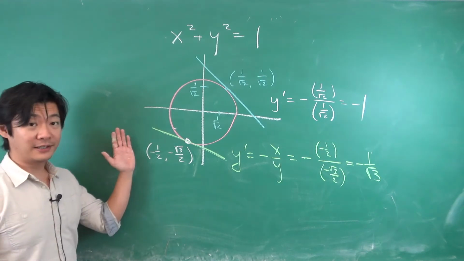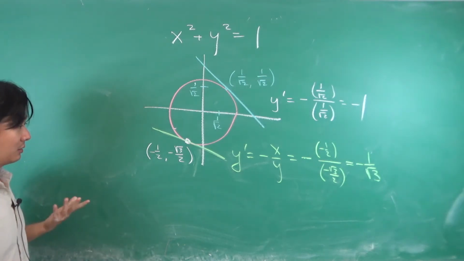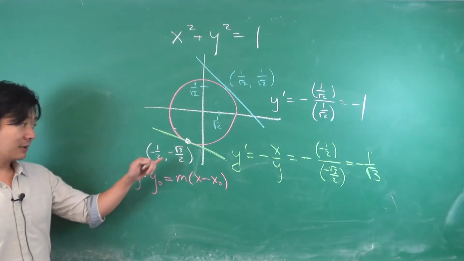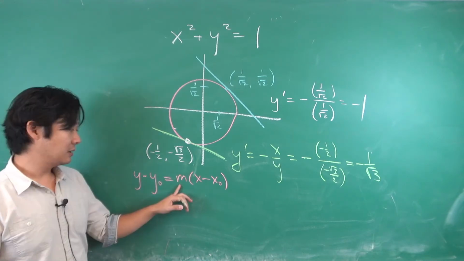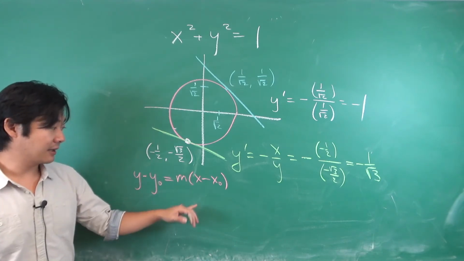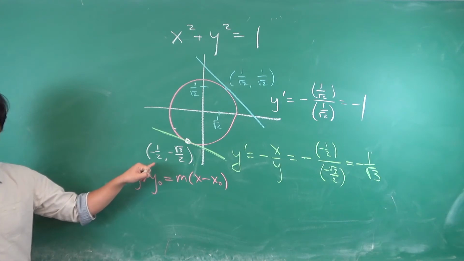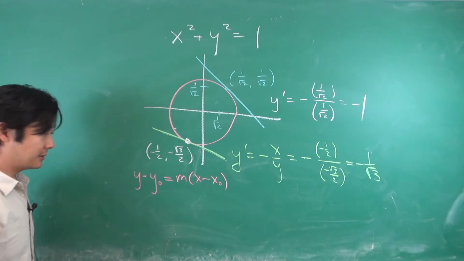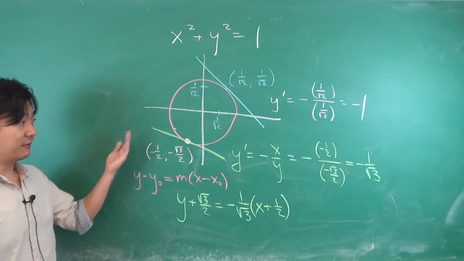So if we want to find the equation of the tangent line, we can do y minus the y value here equals the slope times x minus the x value here. And so in this case, this will be the equation of this line here.